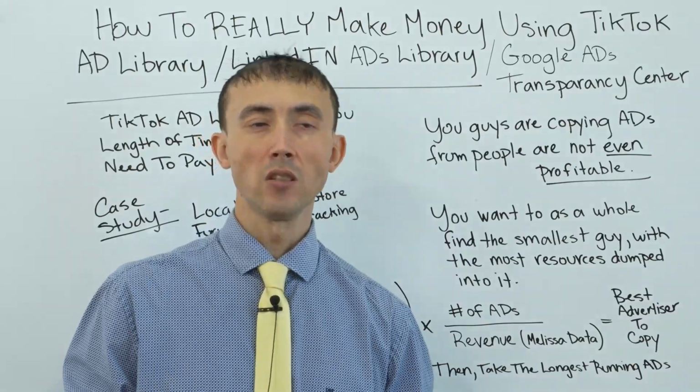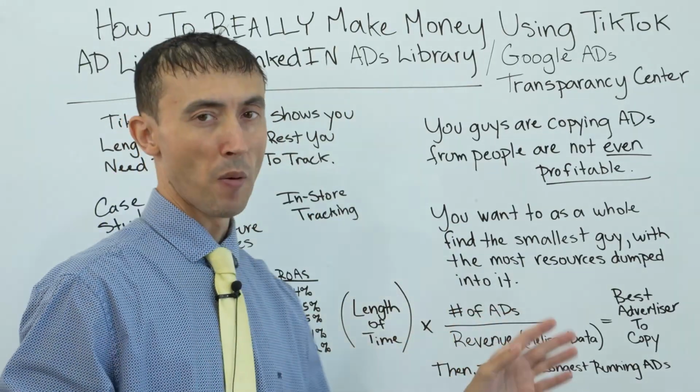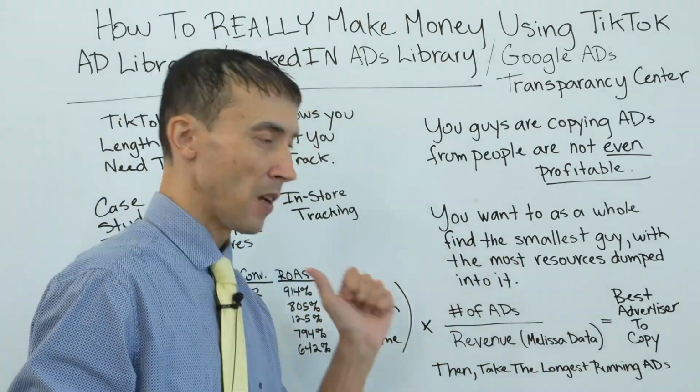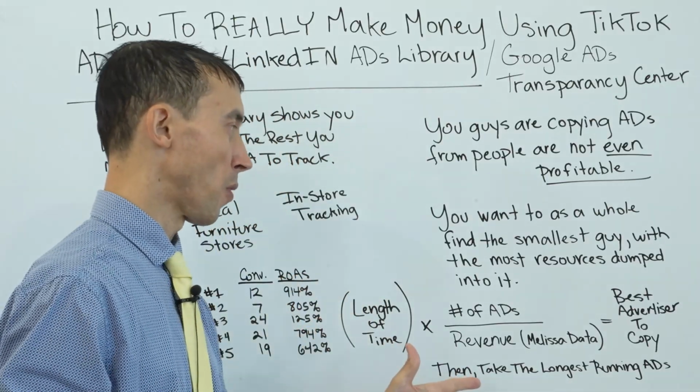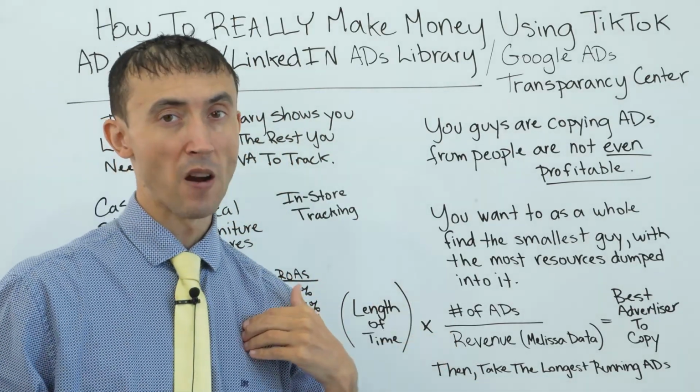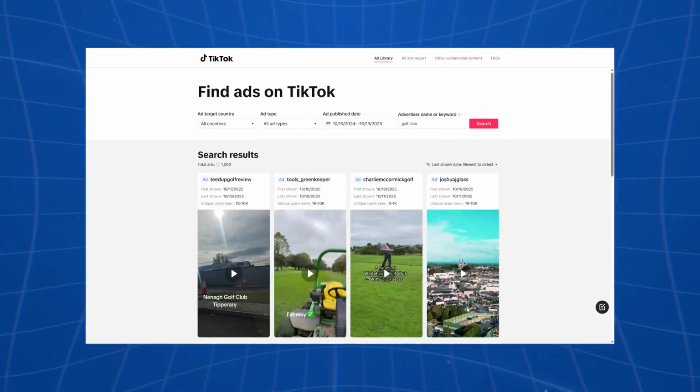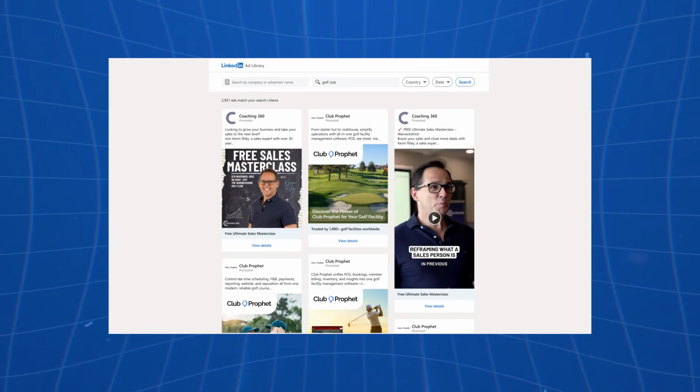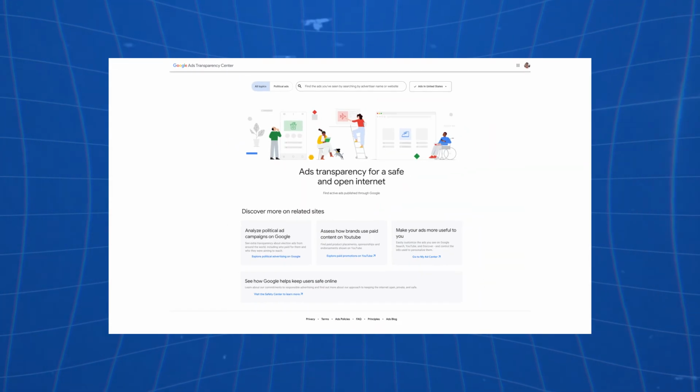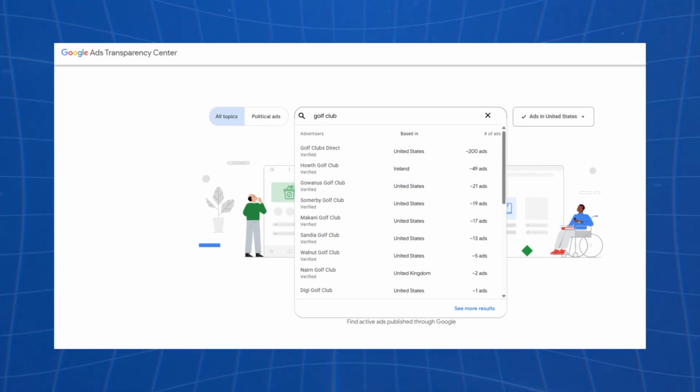So how do you do this? I came up with a formula that I follow, and I'm going to show you what the results of it are. The basic formula that I found works very, very well: you go into your TikTok ad library, LinkedIn ads library, or Google Ads Transparency Center, and you find a company in your niche. You can search by company, or you can search by niche itself. If you sell golf clubs, you could just put golf clubs into the search bar and find all the ads selling golf clubs. That'll allow you to find all the competitors.